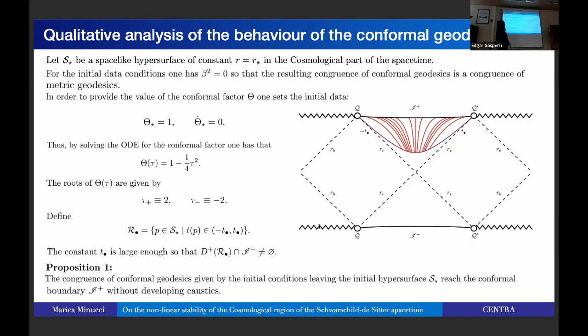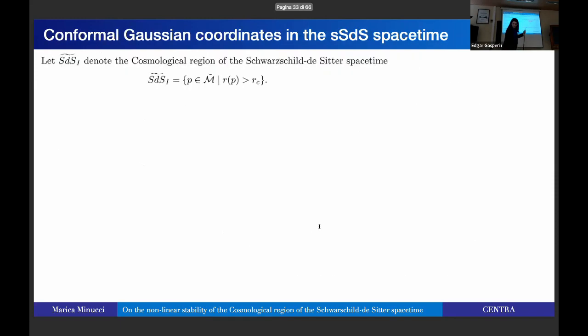And this is summarized by Proposition 1, which says that the congruence of conformal geodesics given by the initial condition leaves the initial hypersurface S star and reaches the conformal boundary I plus without developing any caustics. So we have a system of conformal geodesics that behave nicely enough to use our strategy.